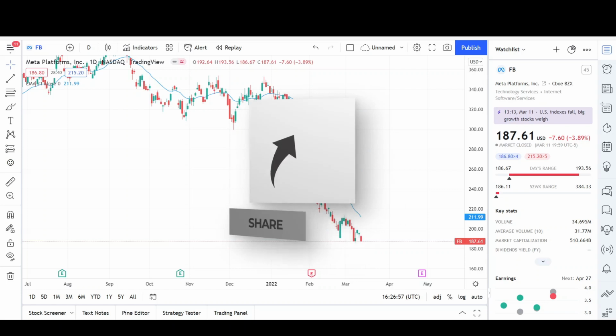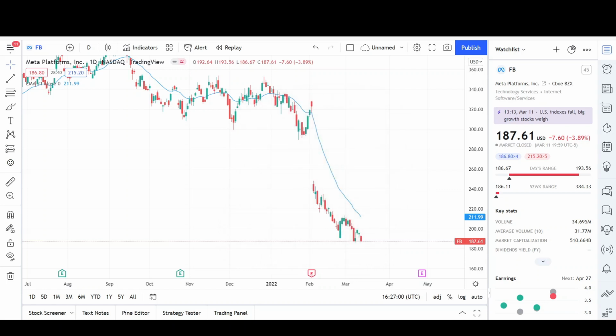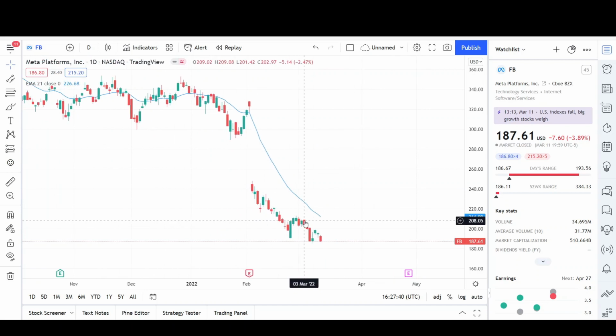This video is for entertainment purposes only, does not constitute any financial advice. I will first go over what I see on the daily chart and finish the video off with the weekly chart. So it looks like Meta Platforms continues to sell off.